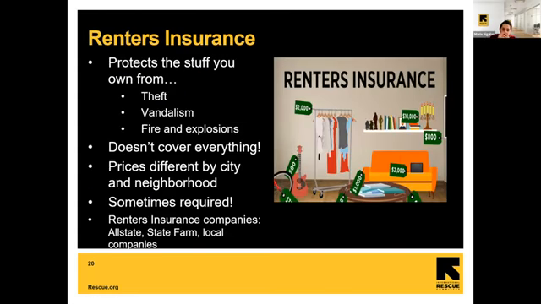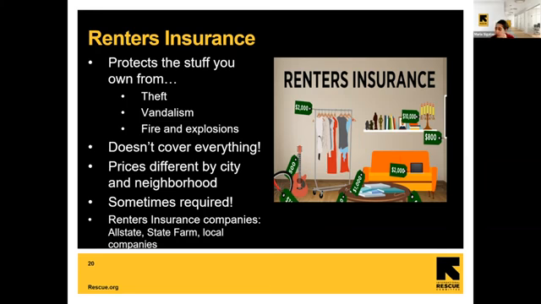Another thing to consider when protecting yourself as a renter is renter's insurance. This is insurance that you pay for to protect the stuff you own from theft, vandalism, or fire, explosions, as some examples. But it's really meant to protect the things that you have in case something happens to them. So just to note, it doesn't cover everything, right? Each plan is going to say exactly what type of damages it would cover and what items it'll cover.